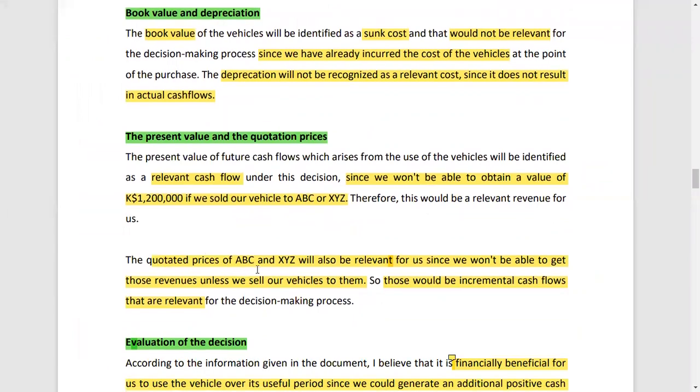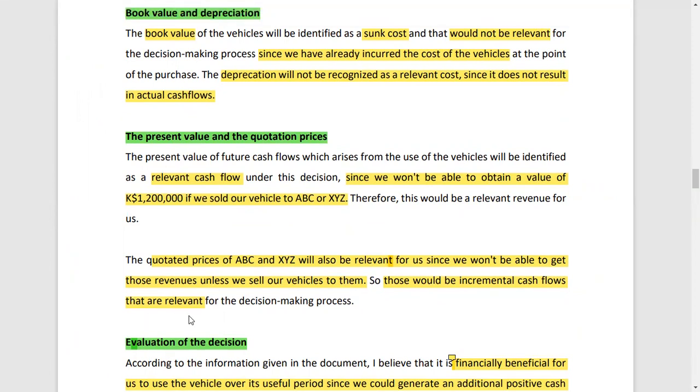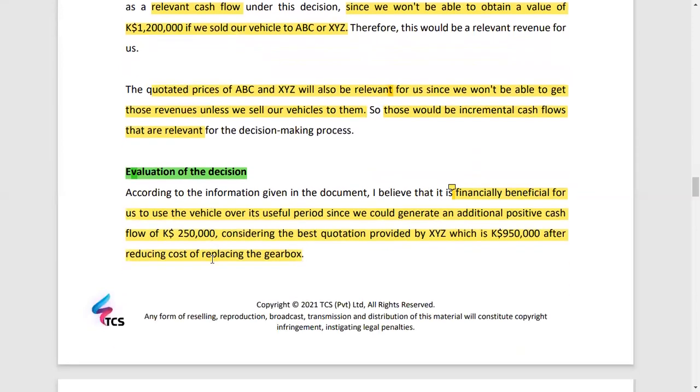The quoted prices of ABC and XYZ will also be relevant for us, since we won't be able to get those revenues unless we sell our vehicles to them. Yes, we are not getting these revenues unless we sell these vehicles to these guys. So those would be incremental cash flows that are relevant. So according to relevant costing, incremental cash flows are considered to be relevant. So because of that, the quoted prices are considered to be relevant to the decision. Right. So the first part is done. Relevant cost benefit analysis was supposed to be carried out.